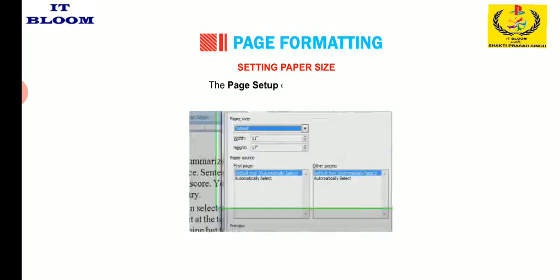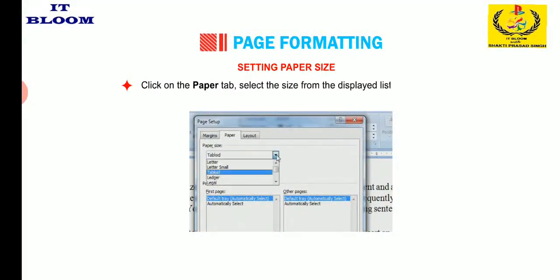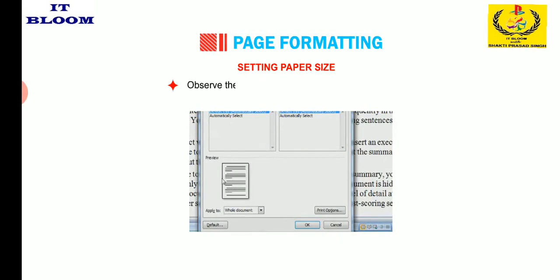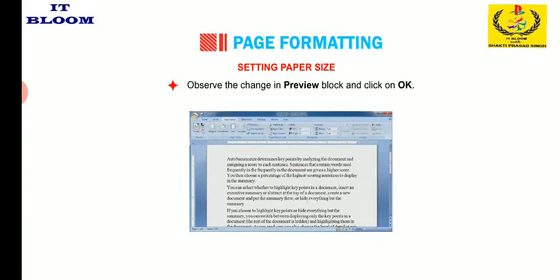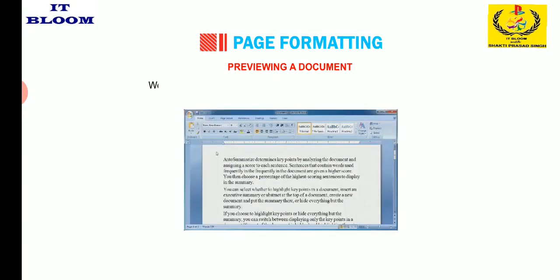The Page Setup dialog box will appear. Click on the Paper tab. Select the size from the displayed list under Paper Size selection. Observe the change in the Preview block and click on OK. Okay, students, let me describe how to preview a document. Word offers a facility to preview a document before sending it to print. You can visualize how the document will look by using the Preview option.